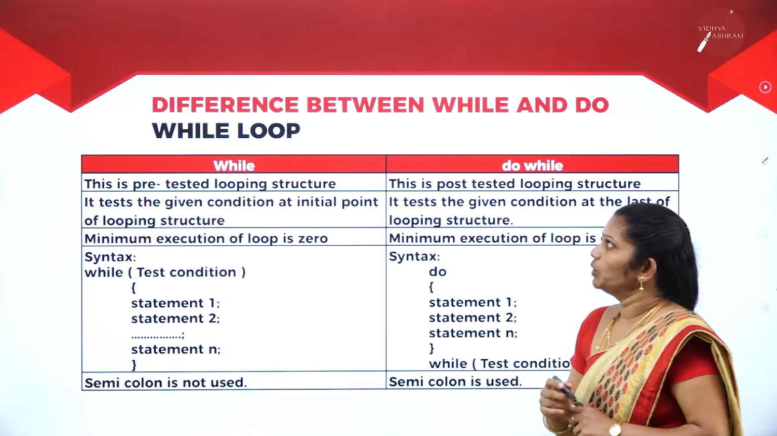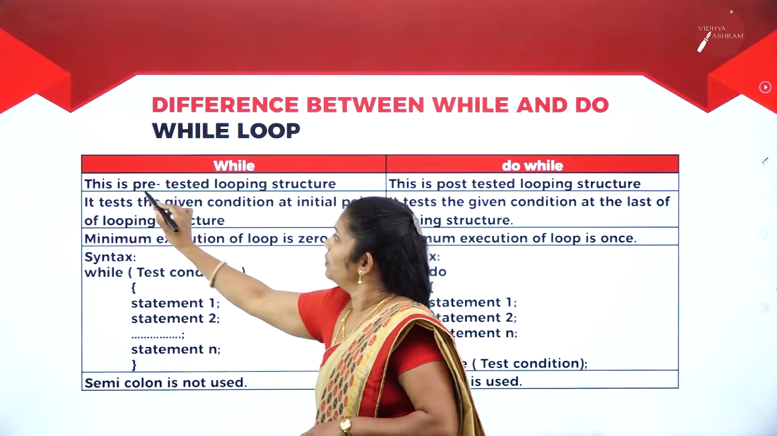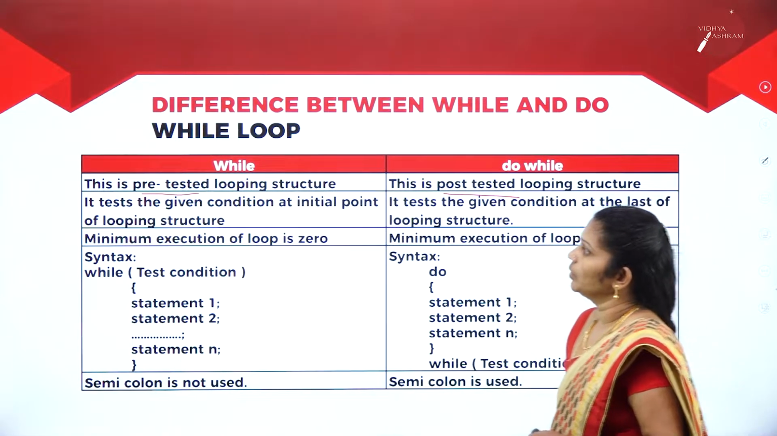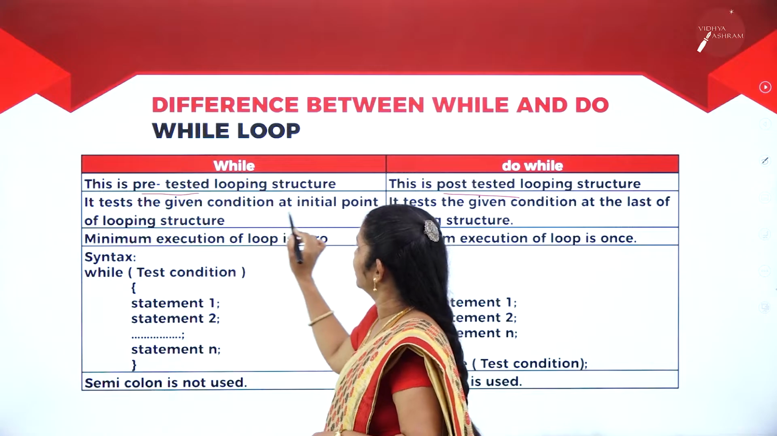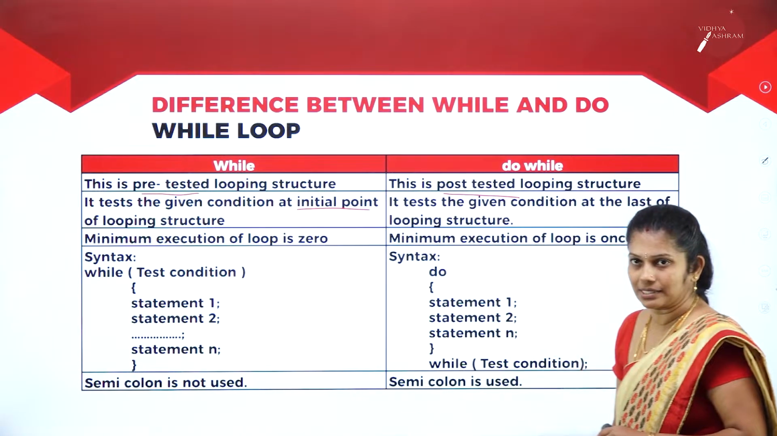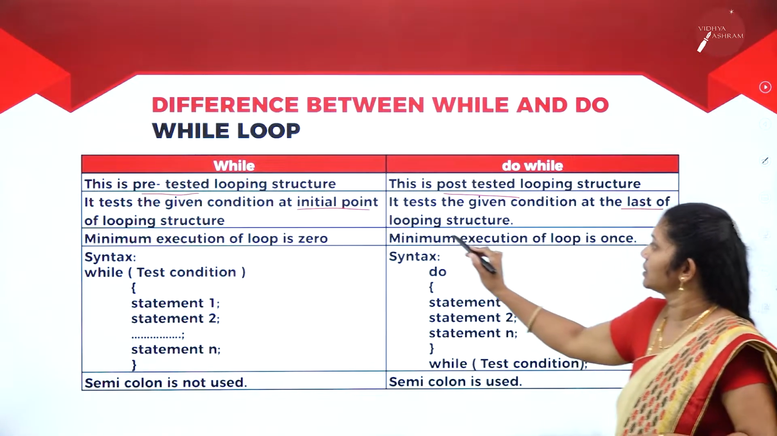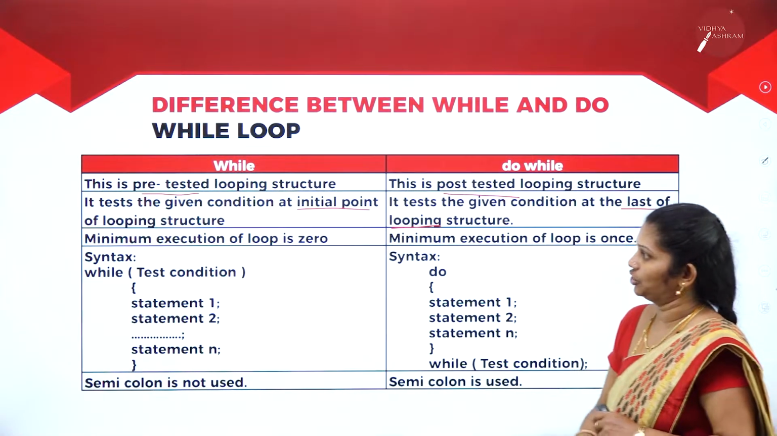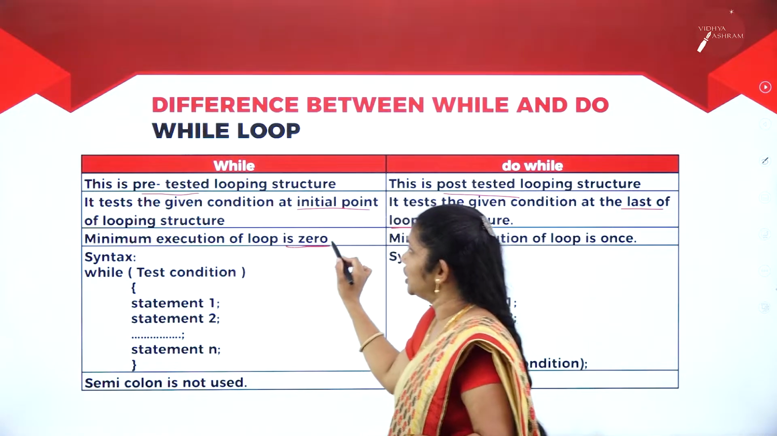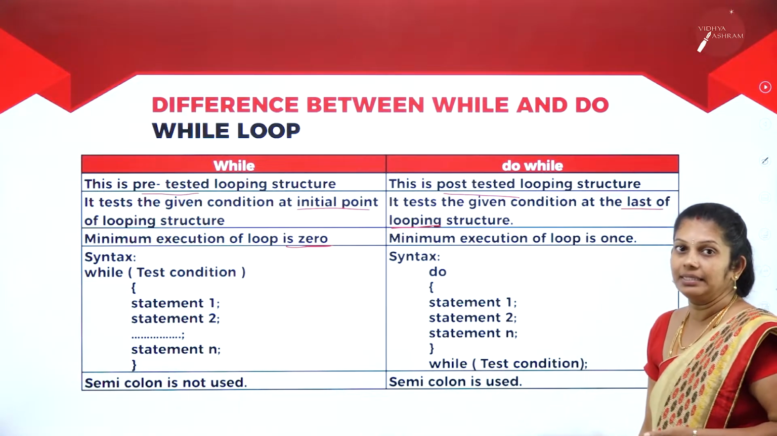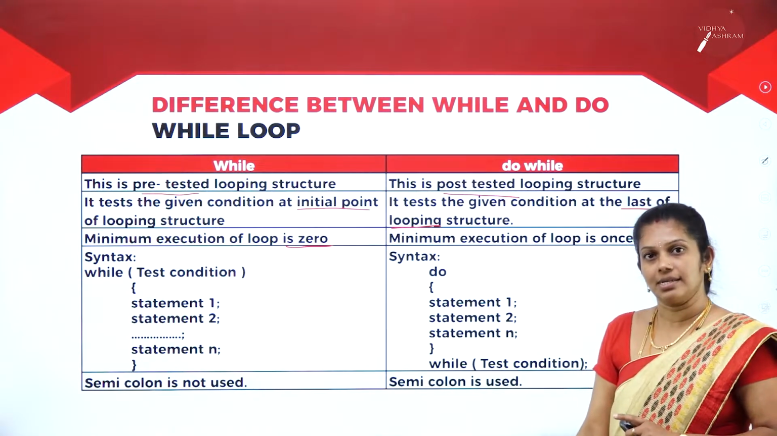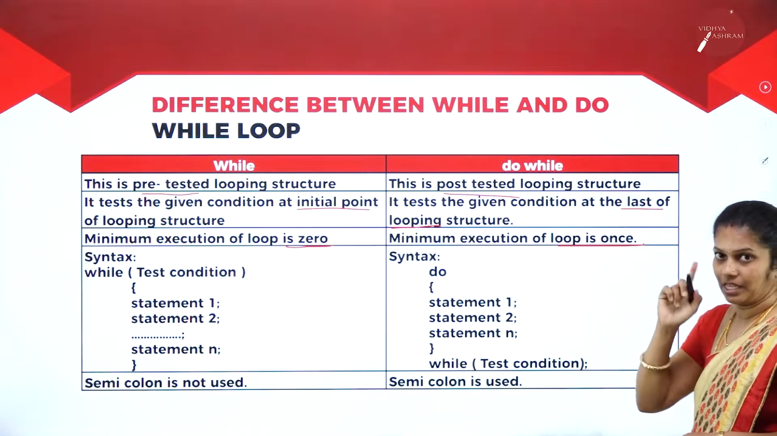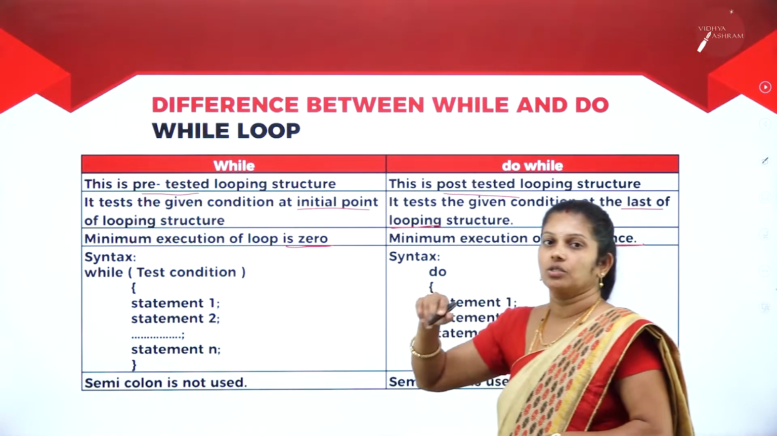Now the difference between while loop and do while loop: while is called pre-tested and do while is called post-tested looping. While tests the given condition at the initial point of the looping structure, whereas do while tests at the end of the looping structure. Minimum execution for while is 0, because if the condition is wrong in the beginning itself, not even a single time will the statement execute. Whereas in do while, minimum one time the statement will execute even if the condition is wrong in the beginning.